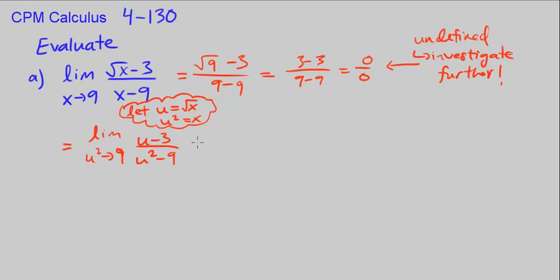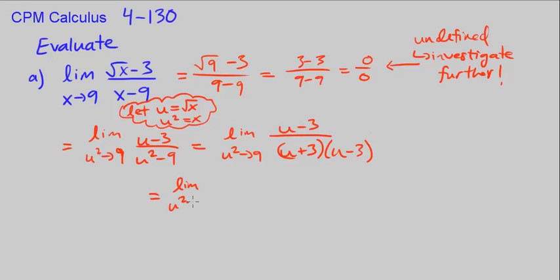Alright? So maybe you've seen this already. That's the same as the limit as u squared approaches 9. In the numerator we have u minus 3, but the denominator we can factor. This can be u plus 3 and u minus 3, right? This is the difference of two squares. And now we can see that these two cancel out. So that's equal to the limit as u squared approaches 9 of 1 over u plus 3.